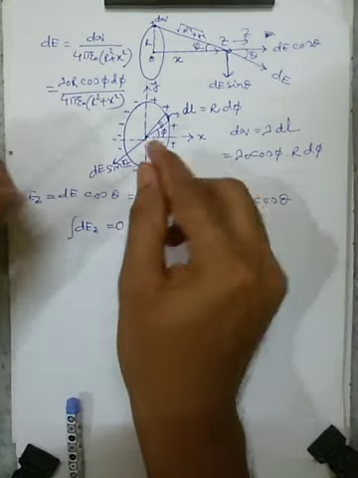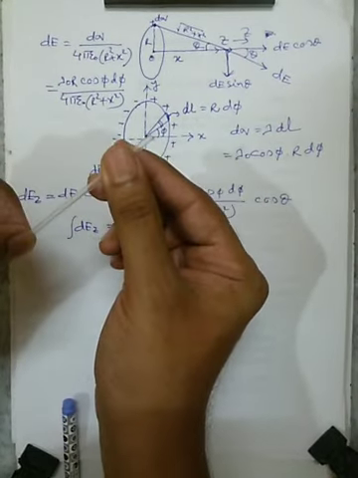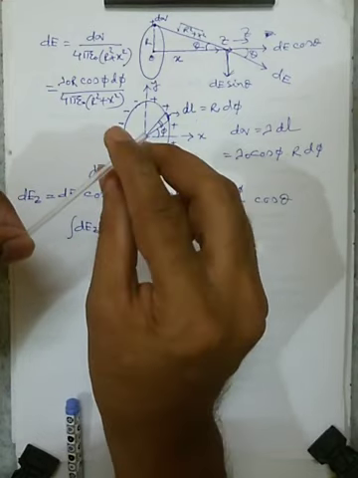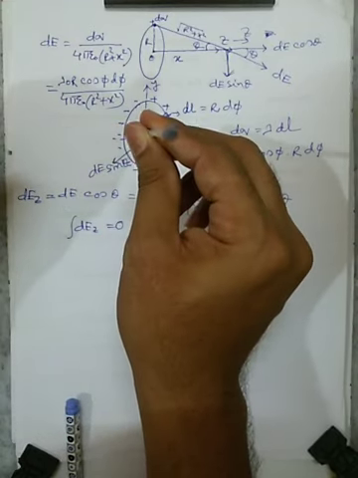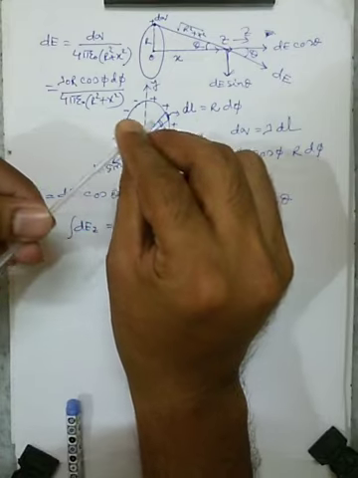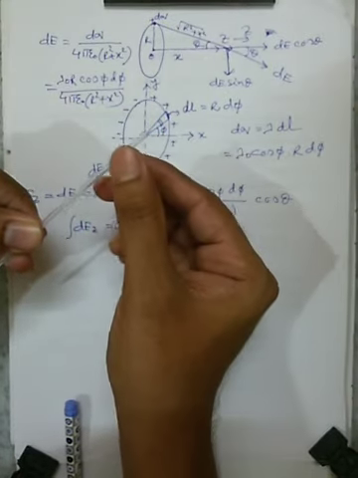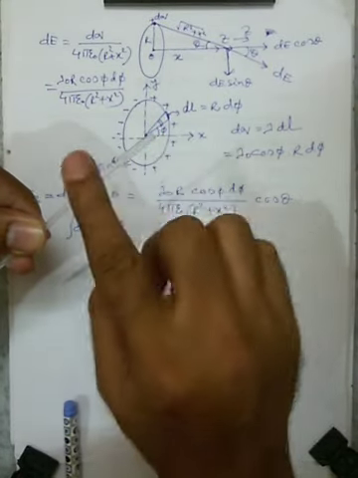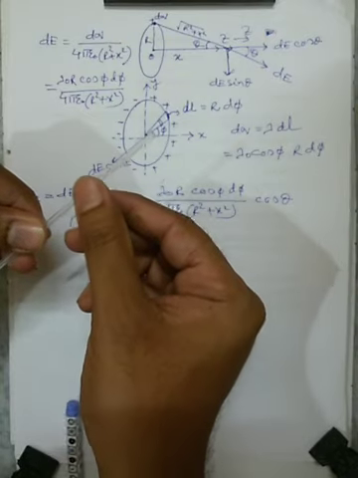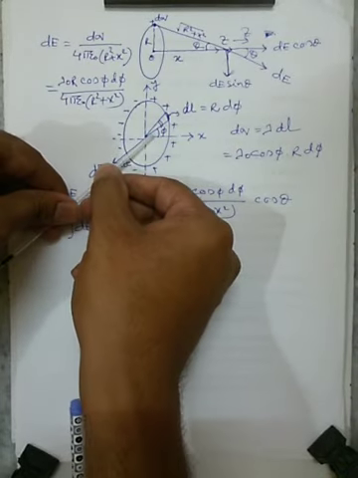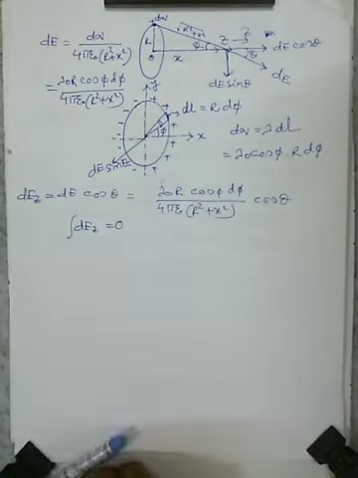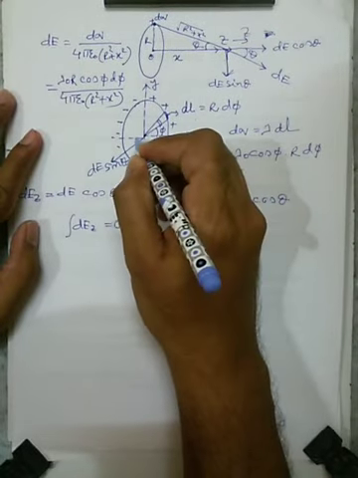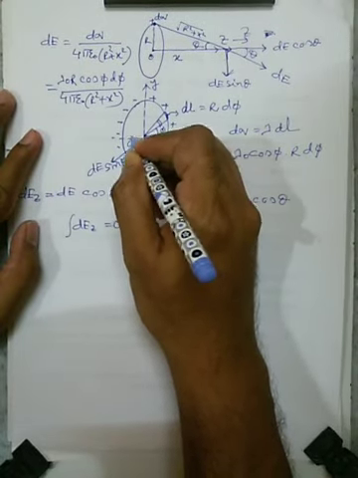Then at this point, dE cos theta is along the z axis and dE sin theta is along this. Therefore dE sin theta is in a plane which is parallel to the plane of the ring. This is dE sin theta. If this angle is phi, then this angle is also phi.